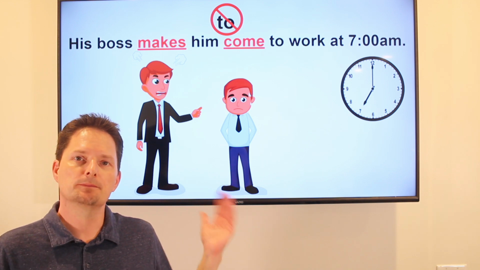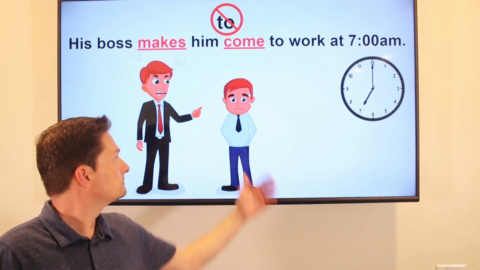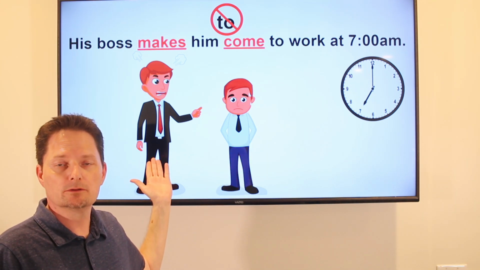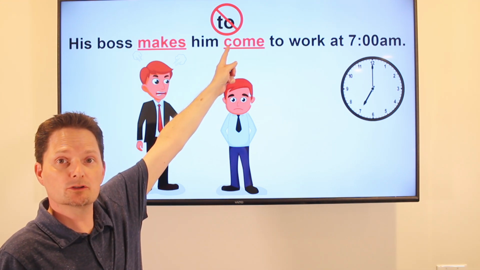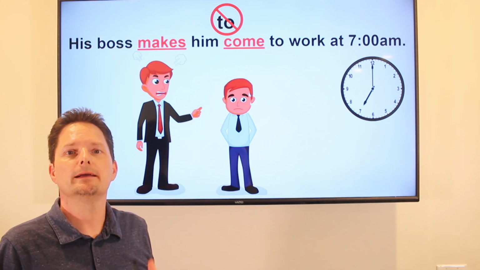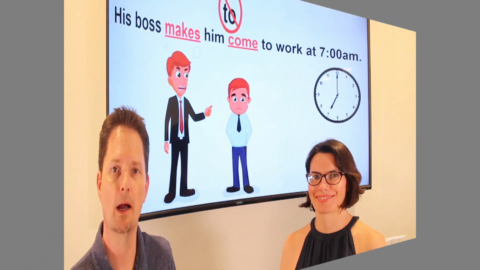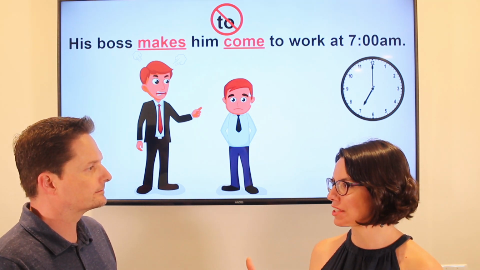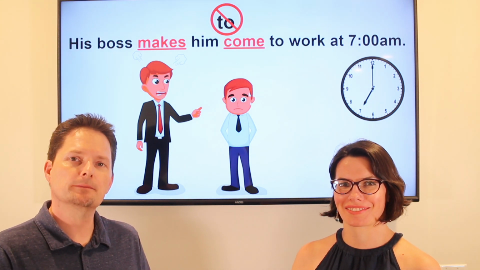Example: his boss makes him come to work at 7 a.m. He has no choice. The boss is the authority, so we use the action make. And there's no connector to, no "to come", only: his boss makes him come to work at 7 a.m. Let's practice. What time does his boss make him come to work? His boss makes him come to work at 7.